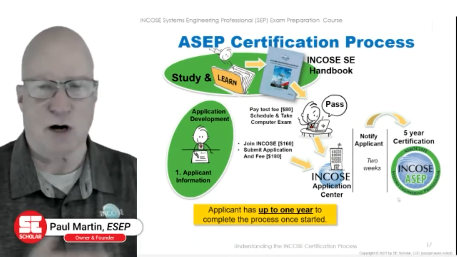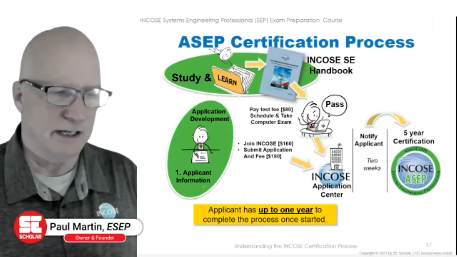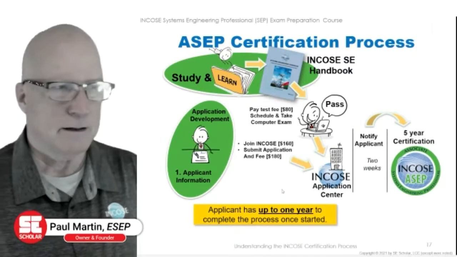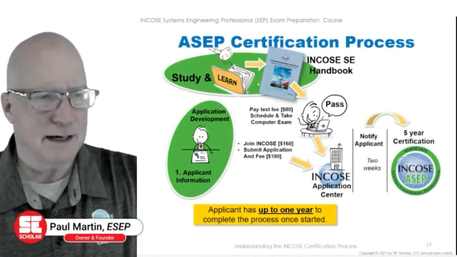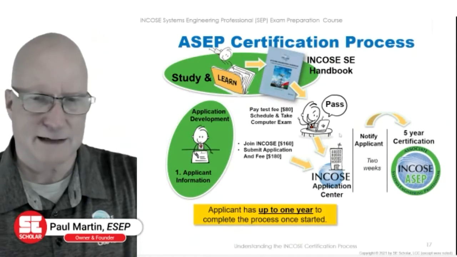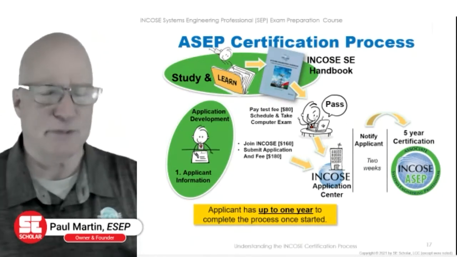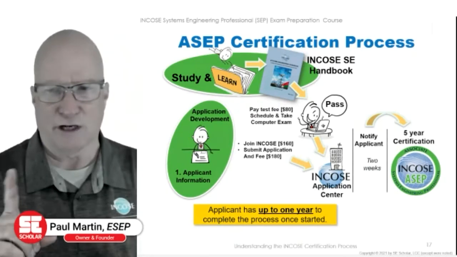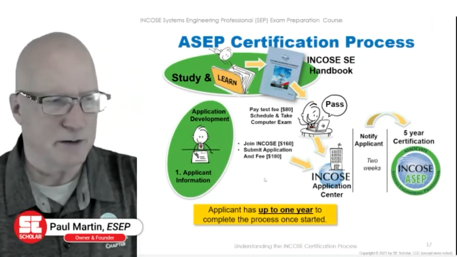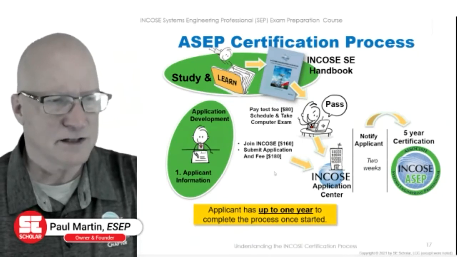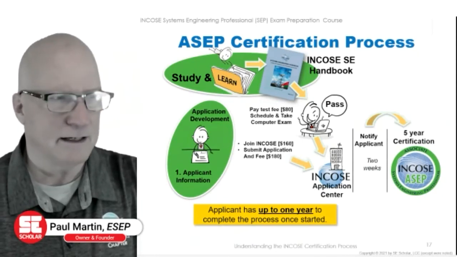Now, once you start this process, you have a year to complete it. There's a reason for that. If you failed the test up front, you can take it again, but you can only take it 3 times in 1 year. And of course, the application's almost nothing. We'll show you that soon. So this should be fairly easy to get.